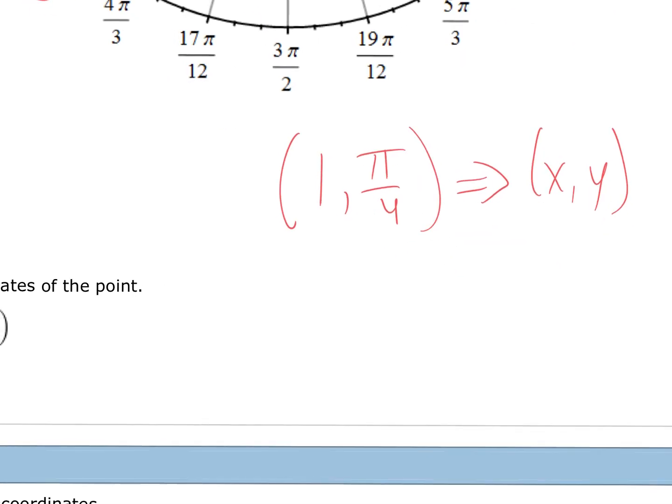X equals, good. R times the cosine of theta. Perfect. What does y equal? R times the sine of theta. Awesome. Now, this problem becomes a lot harder if you do not have the unit circle. You guys will have it.